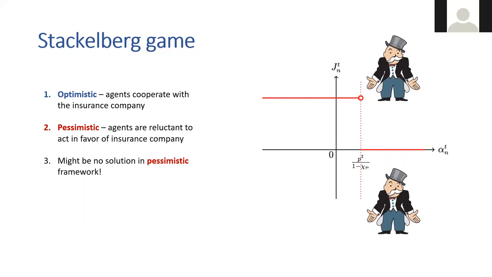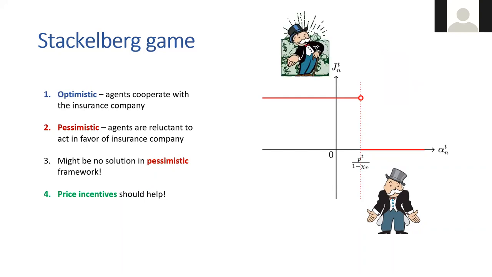How can we resolve it? Using some price incentives. So why is there no solution? Because you can see that this point is not included in the response set in the pessimistic framework. So agents are reluctant here to buy the insurances, and here there is no possibility to reach the equilibrium between agents. So what happens, we use some price incentives. We move the price of insurances just a little bit to the left, and then we are on a continuous scale. And here, prosumers will gladly buy the insurances because for them, they're a little bit cheaper, those prosumers who are indifferent.